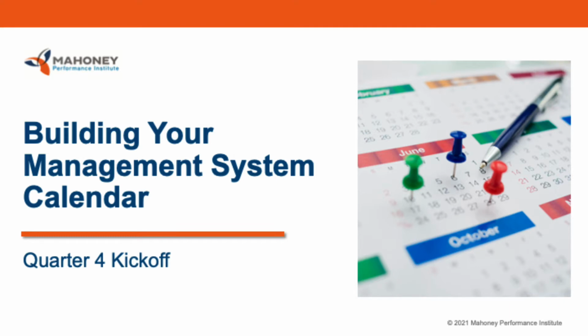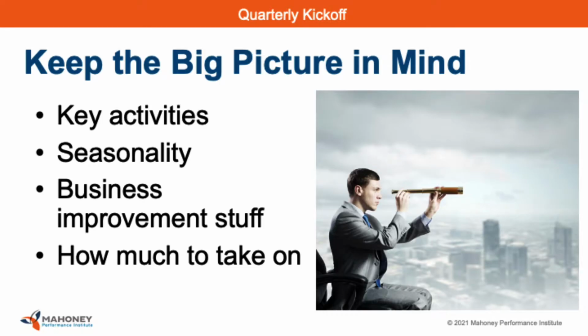Okay, so here's what we do. When we talk about laying out this calendar, really what we do is we start with what we call the big picture in mind. And what we mean by the big picture in mind is that every one of you, whether you actually have a calendar or not, there's key activities that happen every year. You have strategic planning, or you have a management meeting, or you have a board meeting, or you have performance reviews that have to take place. All of those things are some of your key activities that are part of your strategic planning process.